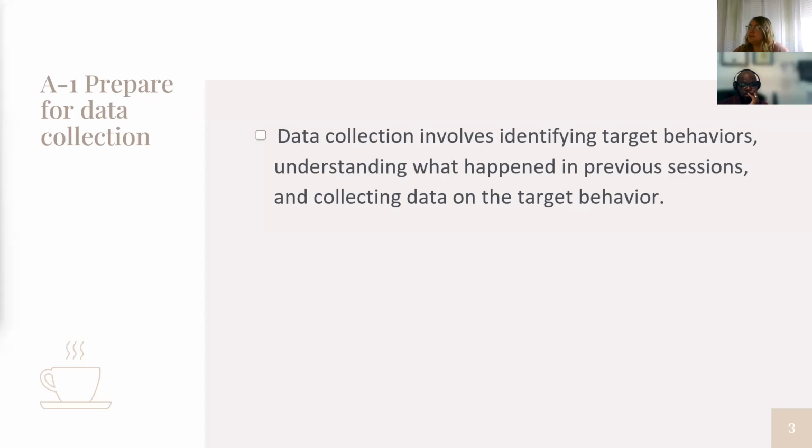So A1, preparing for data collection. As an RBT, data collection involves identifying target behaviors, understanding what happened in previous sessions, and collecting data on the target behavior. So first of all, we need to know what behaviors you're tracking. As soon as you go into your session, you're going to want to know what behaviors you're tracking, because behaviors occur always, right? And then you're going to want to review what happened in the previous session.